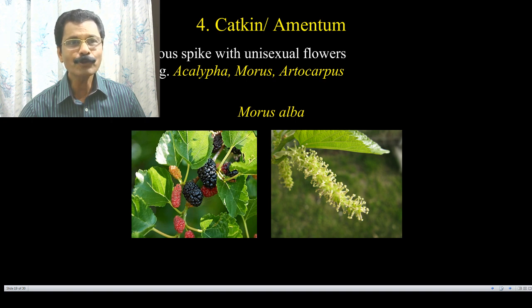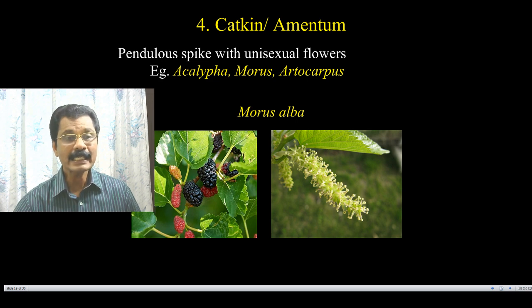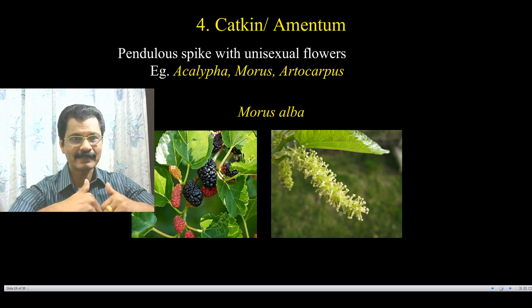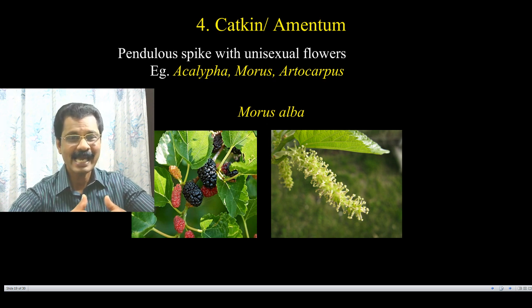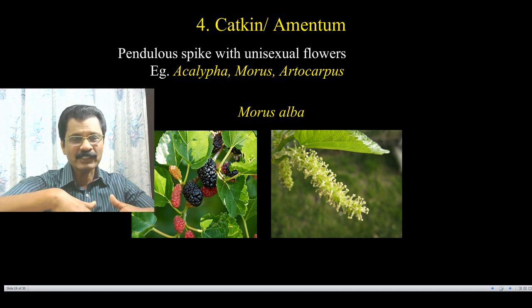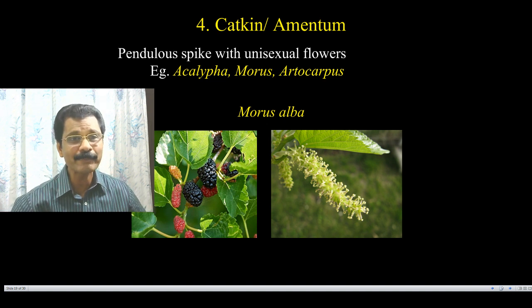And the fourth one is called catkin or amentum inflorescence. Here the pendulous spike with unisexual flowers. What is spike? Simple raceme with the sessile flowers. And such a spike in pendant position, then it is called pendulous spike with unisexual flowers, called catkin or amentum. Example, Acalypha, Morus, Artocarpus, right?